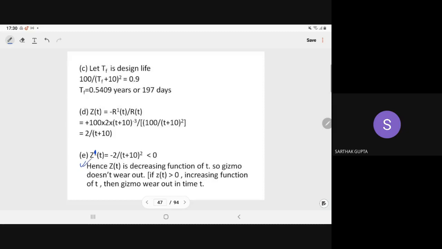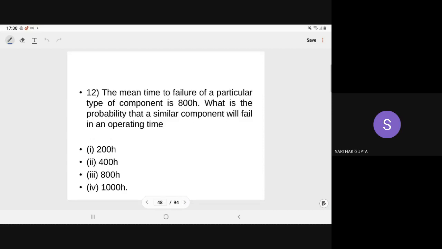So gizmos does not bear out, right? It is coming negative. It means gizmos does not bear out. If it is positive, an increasing function of time t, then we say gizmos bear out with time. Clear? So sometimes we can have this type of question also.